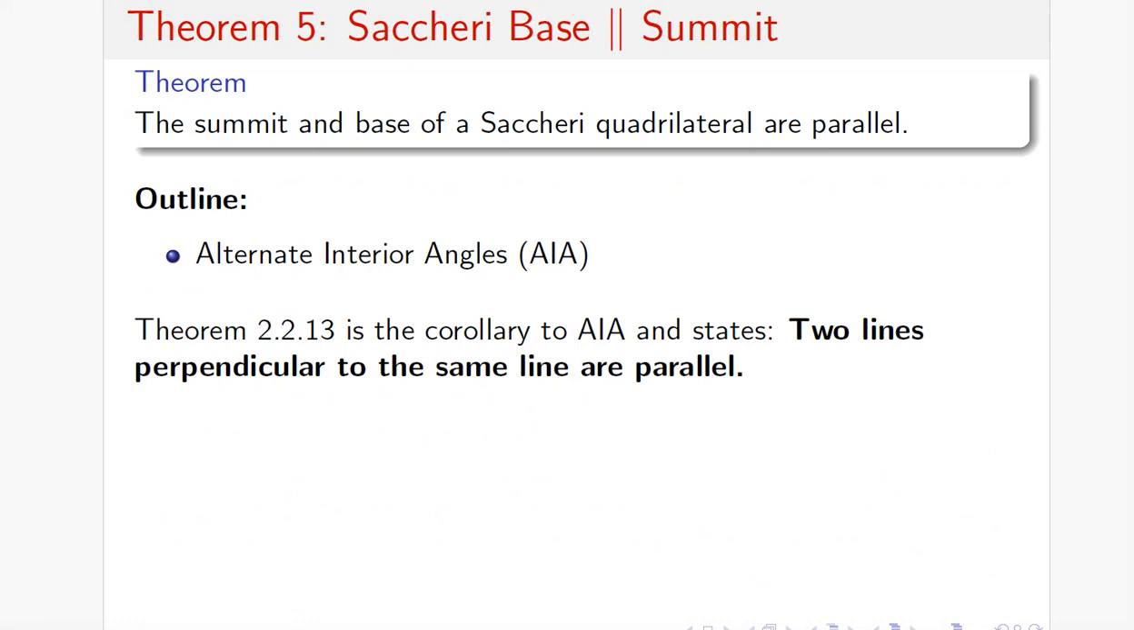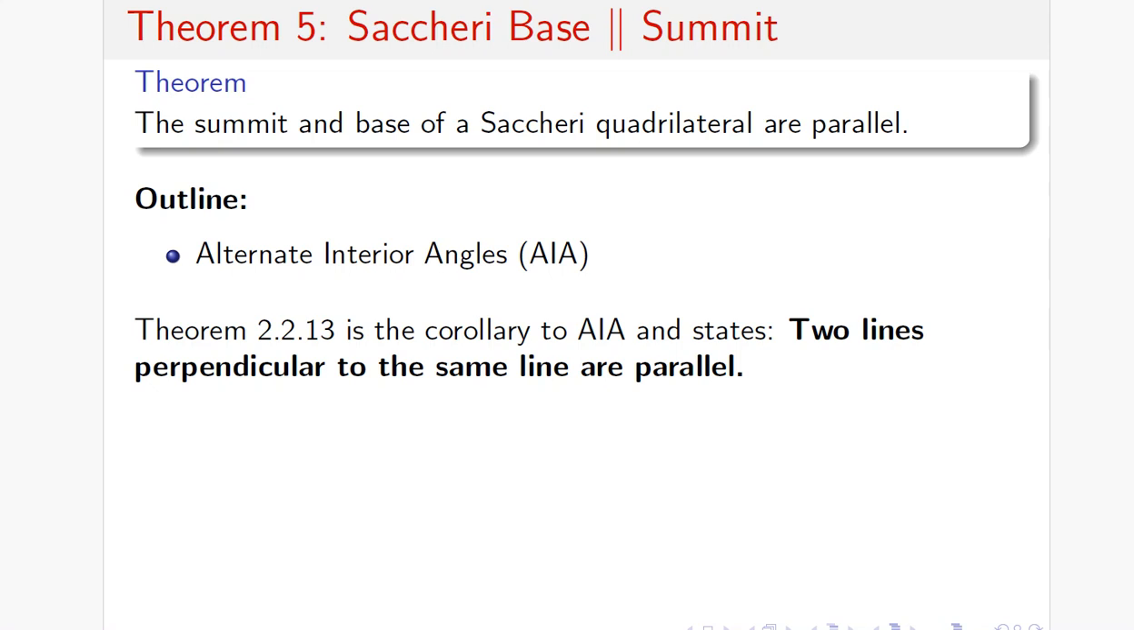So the Saccheri base is parallel to its summit. This is almost an absolute corollary to alternate interior angles. What is the alternate interior angles theorem? It says that if I have two lines cut by a transversal such that alternate interior angles are congruent, then the lines are parallel, right?